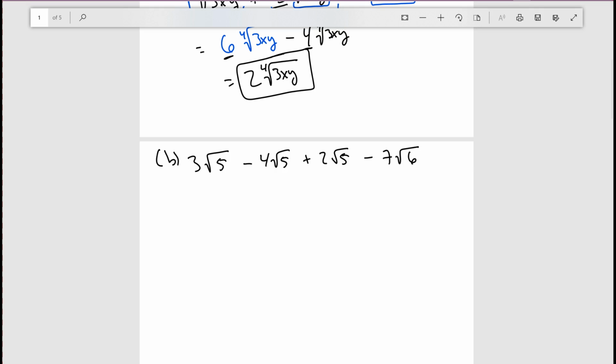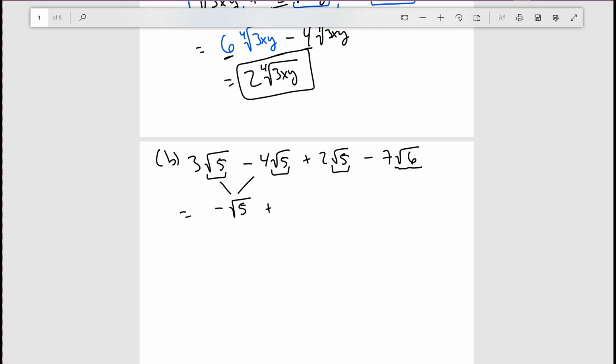So first, let's go ahead and combine the ones that are like terms. This one is a like term, this is a like term, this is a like term, this is not a like term. This is completely different, so this one's not going to be combined with those other ones, okay? So this is just going to give me 3 minus 4. That's going to give me a negative 1. So it's negative 1 square root of 5.